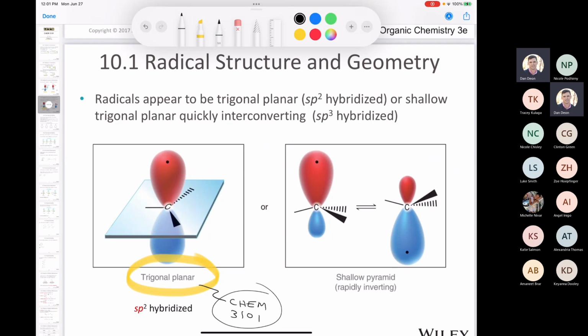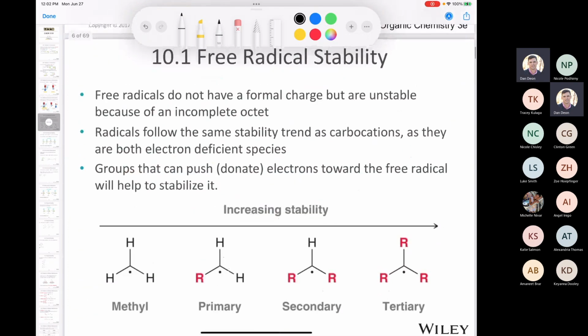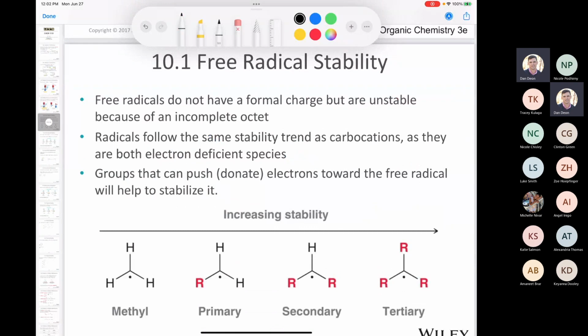Okay, so now that we've got that, we know we have a single barbed arrow that represents the flow of one electron. You can make a radical. Then we talked about a carbon radical being trigonal planar, so it's flat, or we treat it as if it's flat. Let's talk about radical stability. I got some good news for you. If you remember carbocation stability, it follows the same trend as radical stability.